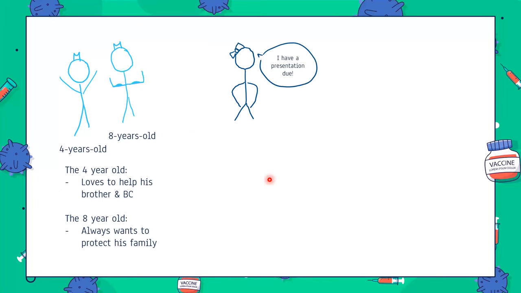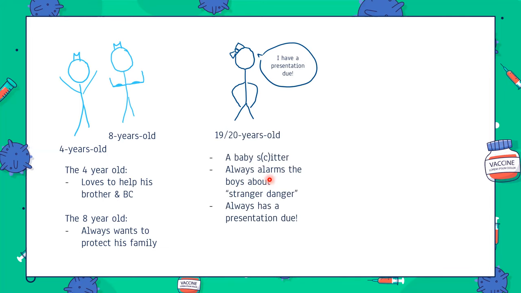Now, I mentioned a babysitter. Our babysitter is about, let's say, 19 to 20 years old, and she always alarms the boys about stranger danger. As their babysitter, she's consistently trying to present them with new information, and because of that, she always has some kind of presentation due. Now, she's 19 to 20 years old, which is basically our age, and look at us. Look at how busy we are, and we constantly have something due, right? And she constantly has a presentation due.